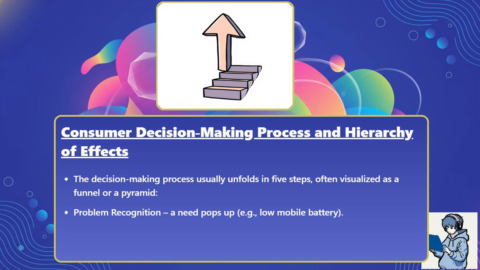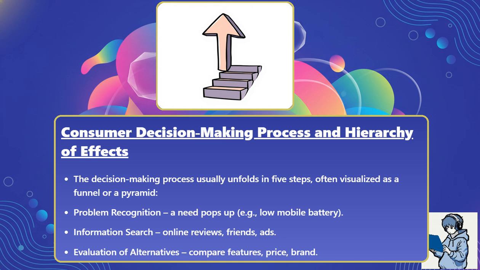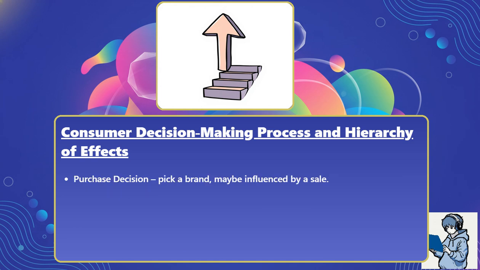The decision-making process usually unfolds in 5 steps, often visualized as a funnel or a pyramid. Problem recognition: a need pops up, for example low mobile battery. Information search: online reviews, friends, ads. Evaluation of alternatives: compare features, price, brand. Purchase decision: pick a brand, may be influenced by a sale. Post-purchase behavior: feel satisfied or regretful.